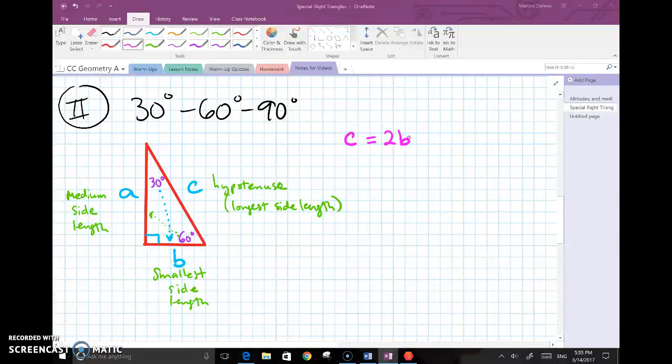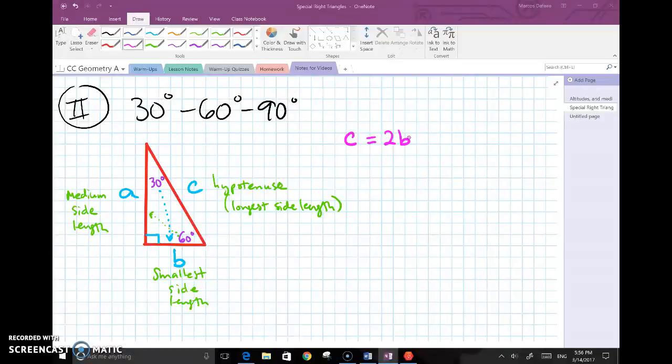And if I compare B to A, A is longer than B, but A is not quite as long as C. So A is not twice the length of B. And this may seem a little counterintuitive because 60 degrees is double the value of 30 degrees. So you might think, well, if 60 is double of 30, that should mean that A is twice or double the length of side B, but it's not. Because A is not as long as C, and C is the one that is twice the length of B, that must mean that the value of length A must be somewhere between B and C.